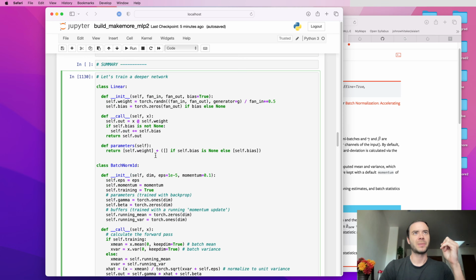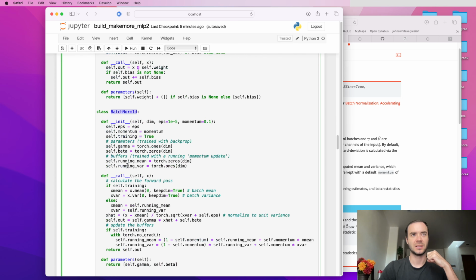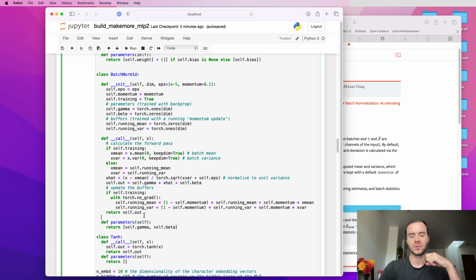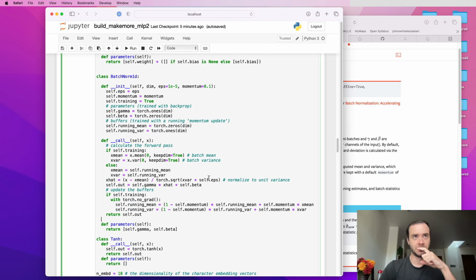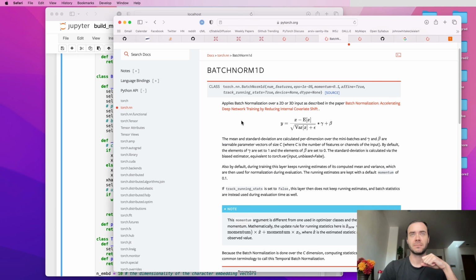Number 2, I was hoping to PyTorch-ify some of our code and wrap it up into these modules, like linear, BatchNorm 1D, tanh, etc. These are layers or modules, and they can be stacked up into neural nets like Lego building blocks. And these layers actually exist in PyTorch.